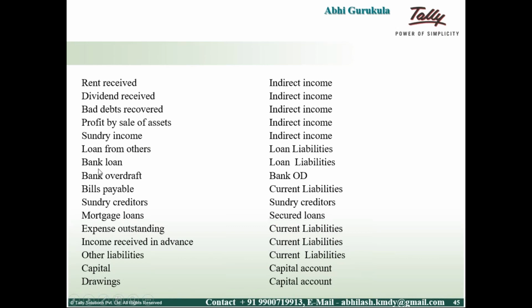It's a loan liability, and bank loan is a loan liability. Bank overdraft is a bank OD. Bills payable is a current liability. Sundry creditors is a current liability. Mortgage loan comes under secured loans. Expenses outstanding is a current liability. Income received in advance is a current liability. Outstanding liability is a current liability. These are the current liabilities.